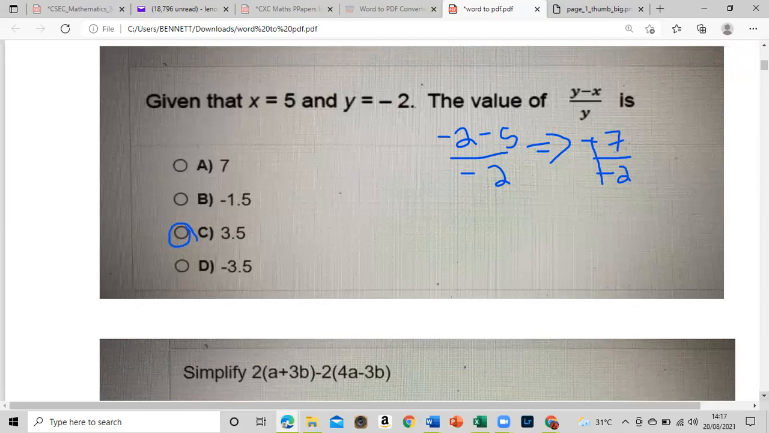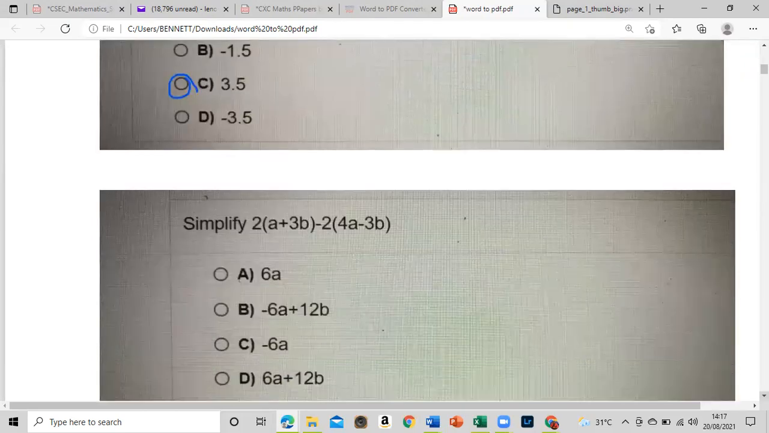Let's proceed. All right, go ahead, guys. 30 seconds to do that one. It's not hard. Come on, let's go, let's go. It says simplify 2 bracket a plus 3b minus 2 bracket 4a minus 3b. Which answer is it? Put it in the comment section.